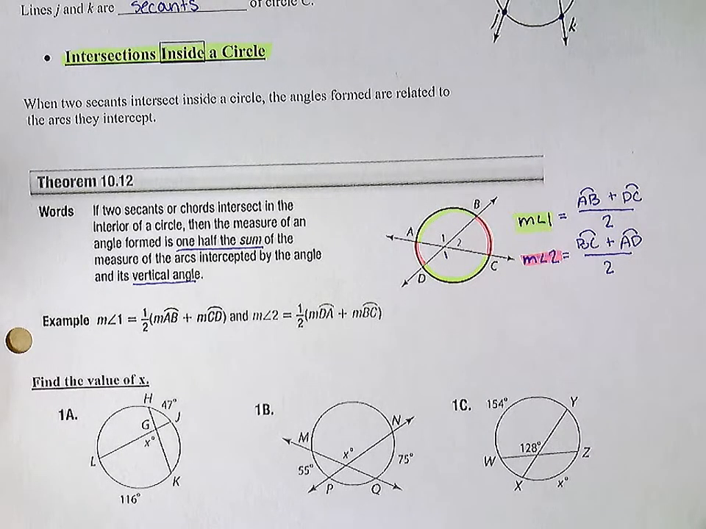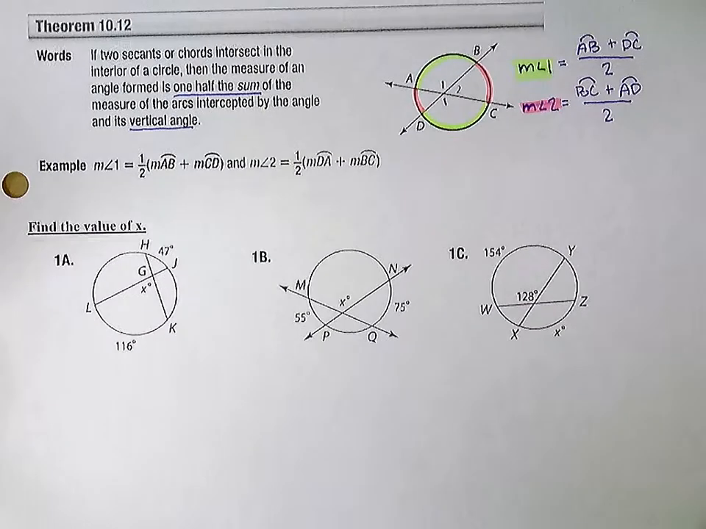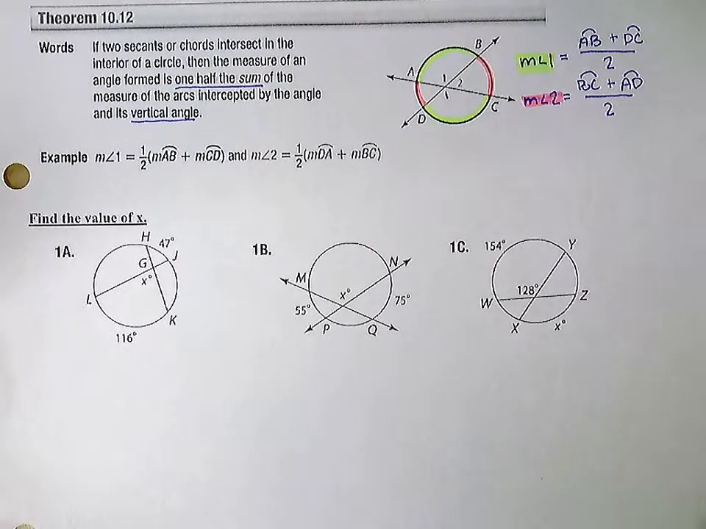So that's the formula you use for intersections inside a circle. You have to look for the arcs intercepted by that angle and its vertical angle. So we're going to do a few examples below here. I'll keep that up there for a little bit. So for all three of these, we want to find the value of x.